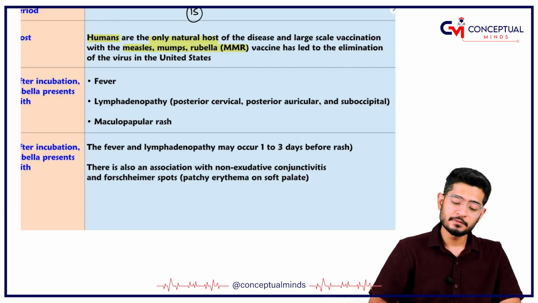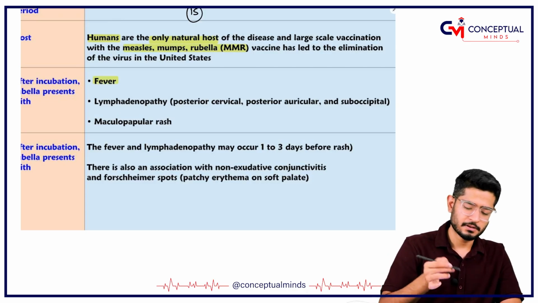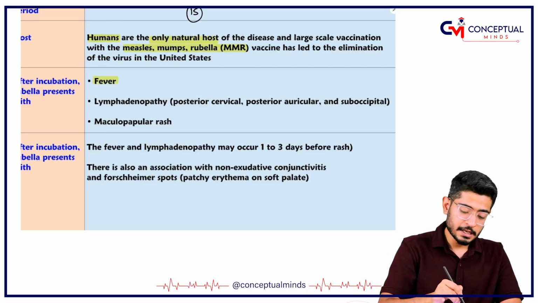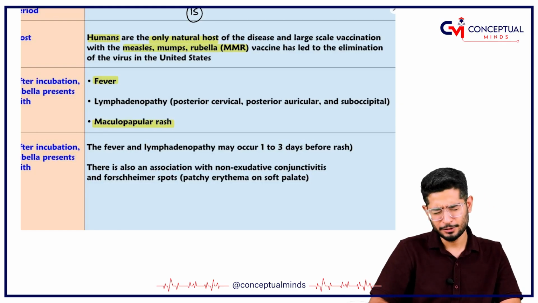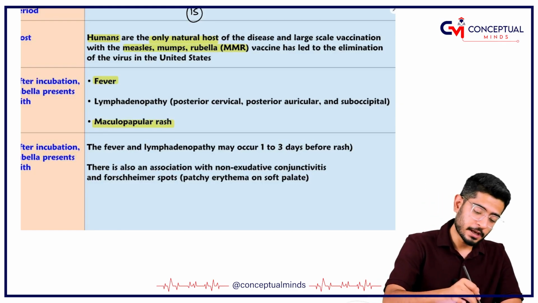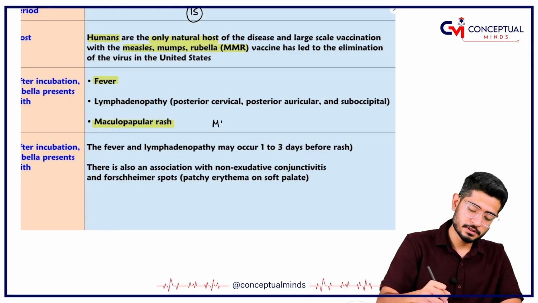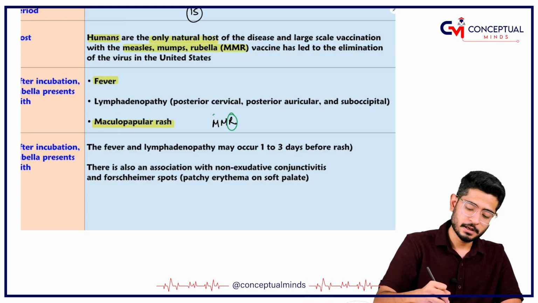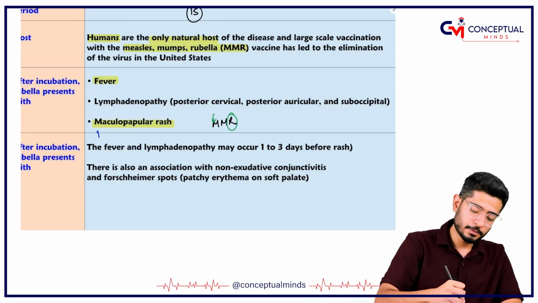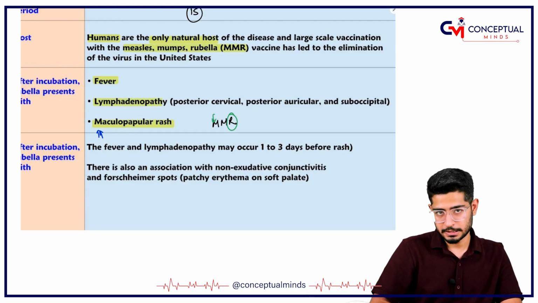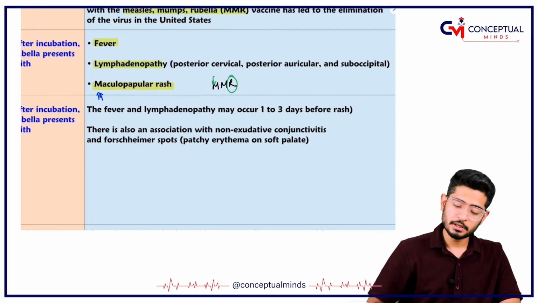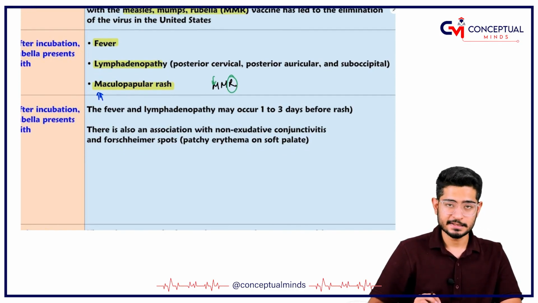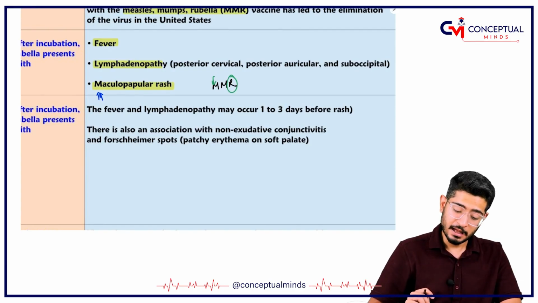So after infection, what happens? There is fever, just like any other fever. There is a maculopapular rash. I always teach students like MMR: if you want to learn rubella, remember this MMR, and M for what? M for maculopapular rash. Similarly, there is going to be lymphadenopathy also. So after incubation, there is fever, lymphadenopathy, and a characteristic rash.